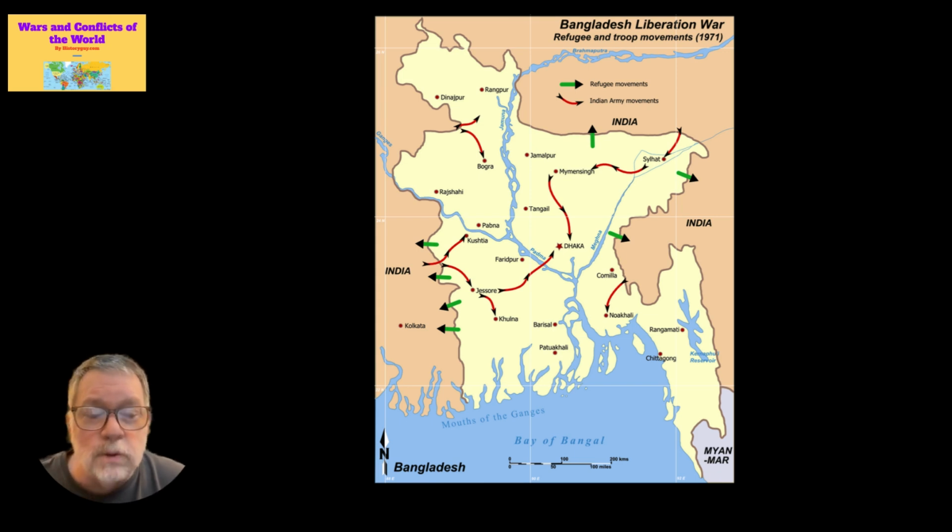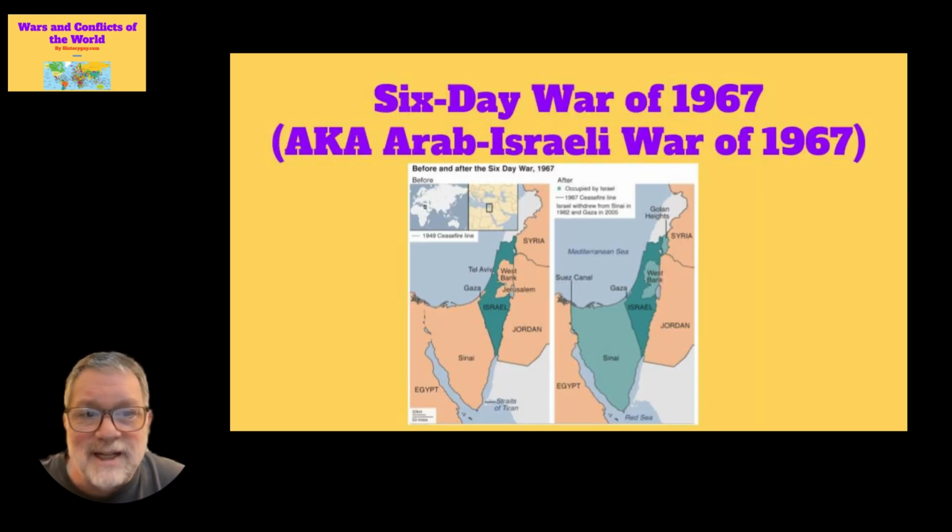Our second shortest war of the 20th century was the Six-Day War of 1967, which lasted 6 days. This is one of the more famous wars of the many Arab-Israeli wars. Israel fought against Egypt, Syria, and Jordan, and also against Iraq, which had troops in Syria helping out, and Iraq also lost its air force. The war lasted from June 5th to June 10th, 1967, 6 days.